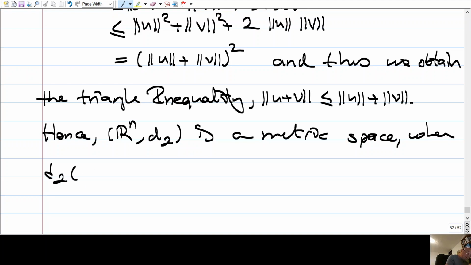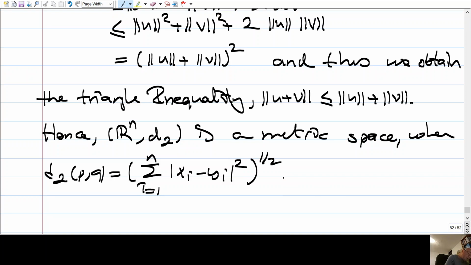D2 of P, Q, where P is x1 to xn and so on. So it is this one: the sum over i from 1 to n of xi minus yi squared, and then the square root. Where does this 2 come from? It comes from this expression. It is the 2 here, okay? I have 2 here and 2 here.